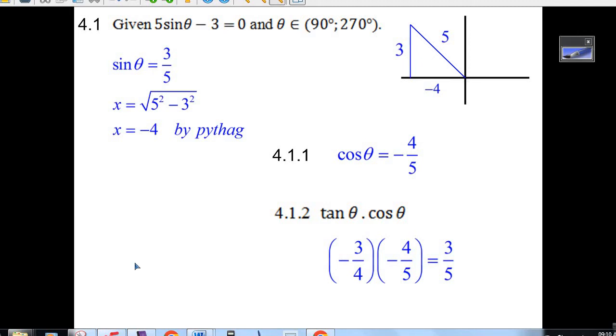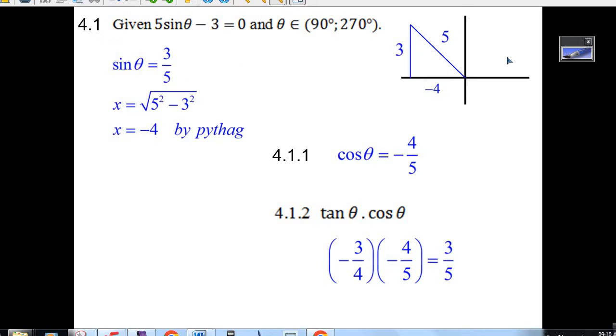Okay, this is question 4.1 and 4.2. And this first question here is a trigonometry Pythagoras question. Well, they give you that 5 sine theta minus 3 is equal to 0, but that the angle is between 90 and 270. There's 90, there's 270, so it's somewhere in here. Well, all you do is add 3, divide by 5, and you get that the sine is 3 over 5. The sine of this angle is 3 over 5.